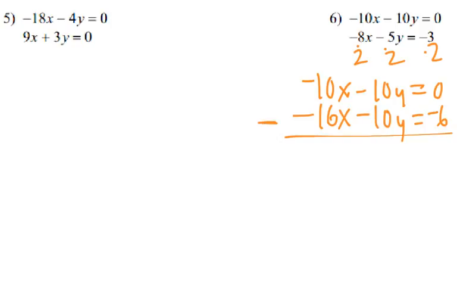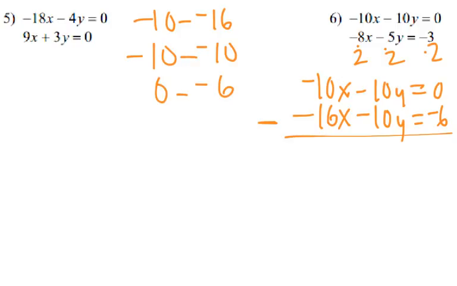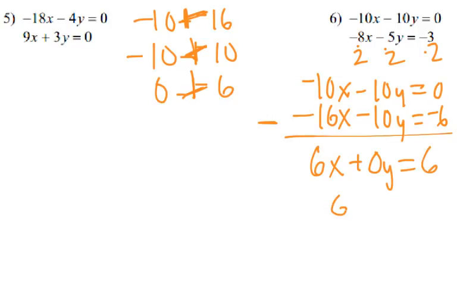So I'm going to have to subtract these. So if you need to, write out your coefficients like this. Because we know minusing a negative is actually adding. So negative 10 plus 16 is positive 6x. Negative 10 plus 10 is 0y, which is what we want. 0 plus 6 is 6. So 6x equals 6, which means x has to equal 1.